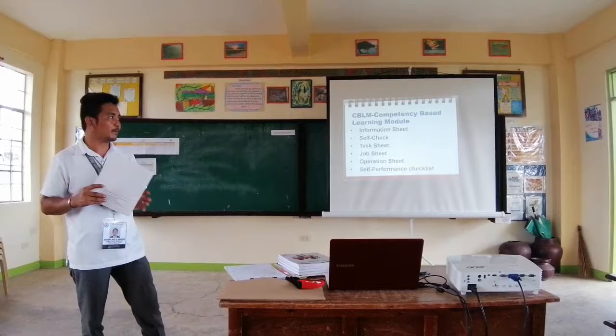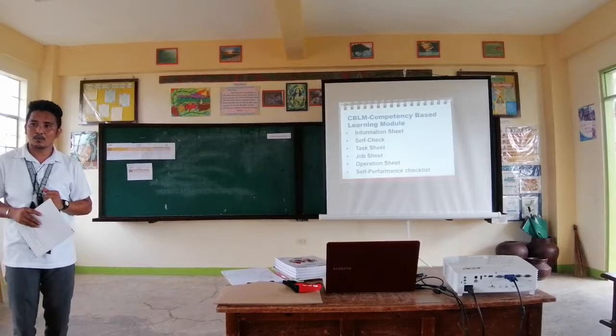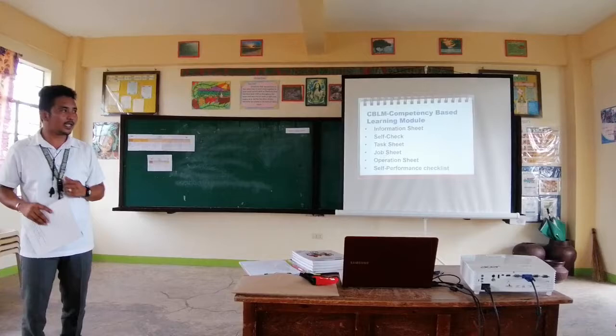So the CBLM has different activities or sheets. First, you need to read the information sheet. After you read the information sheet, you need to answer the self-check. And then after you answer the self-check, you need to compare your answer to the key corrections.